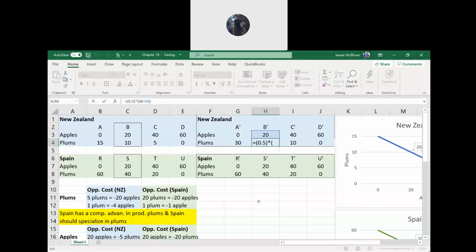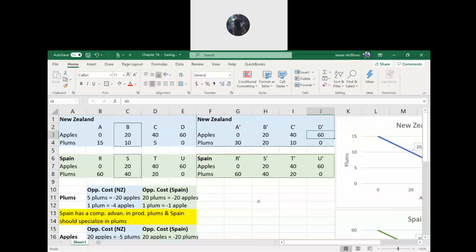Okay, so what I'm trying to illustrate is that the point up there for the apples is what we kept. So that means we must have traded away the rest. If we kept 20, that means we traded away 60 minus 20, which is 40. And we get back half a plum for each apple, which means we get back 20. Okay, and the same here. So I think that's what I wanted to show.